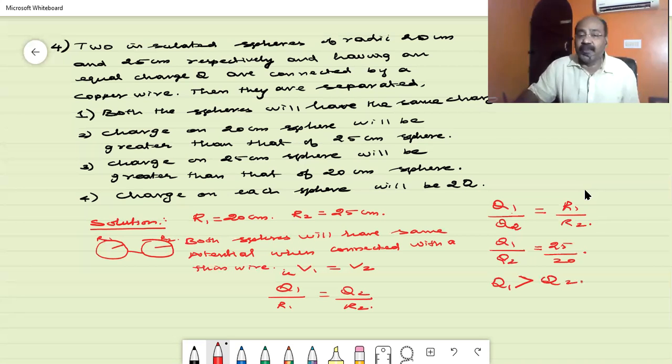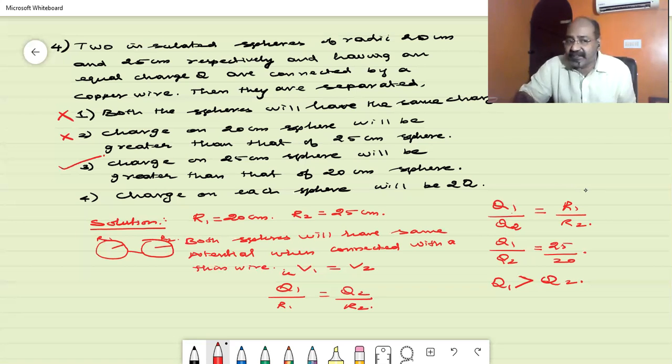So which one will be the option? Both spheres will have the same charge. No, this is not the answer because it was given as Q1 is greater than Q2. Then charge on the 20 centimeter sphere will be greater. No, the charge on 25 centimeter is greater than the second one, so the second one is also wrong. Charge on the 25 centimeter sphere, that is the second sphere, will be greater than the charge on the first sphere. Yes, the third one is correct. The fourth one is automatically wrong because the spheres do not have equal charges. One is having a greater charge and another one is having a lesser charge.